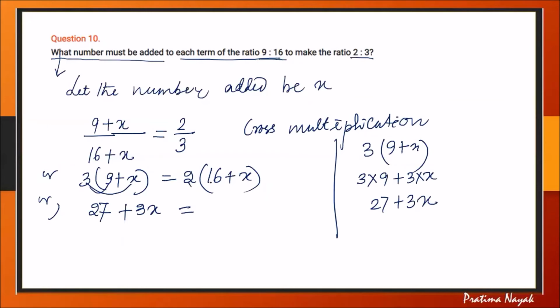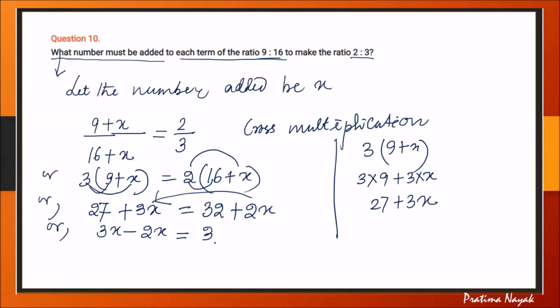Similarly, here 2 into 16 is 32, and 2 into x is 2x. Now all the x terms I'll take to the left side and the numbers to the right side. So 2x will be shifted here and it will become negative. 32 and 27 will shift to the right side and will also become negative. When they change the side, their signs are changed.